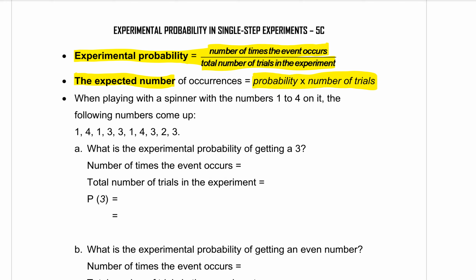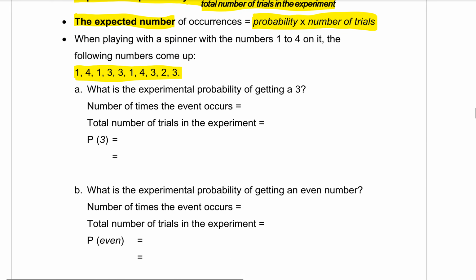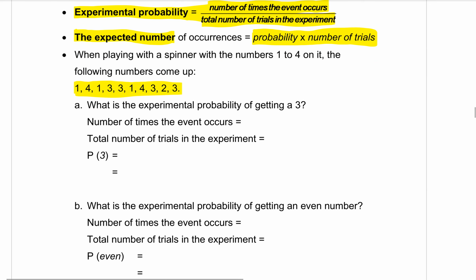When playing with the spinner with the numbers 1 to 4 on it, the following numbers come up. So here is some results. 1, 4, 1, 3, 3, 1, 4, 3, 2, 3. So this is an experiment. We've done the experiment with the spinner and there are our results. What is the experimental probability of getting a 3?